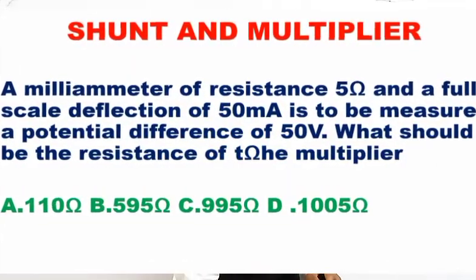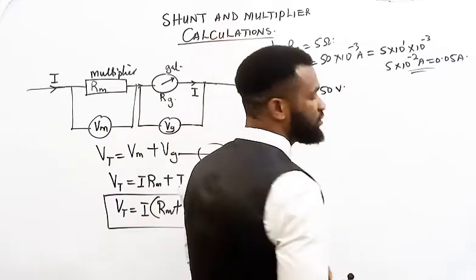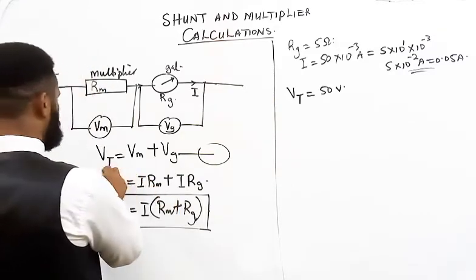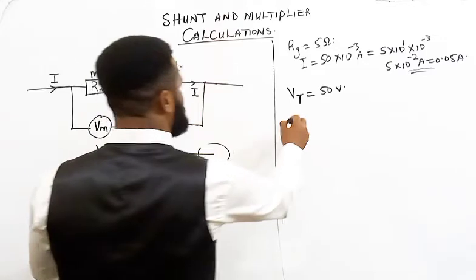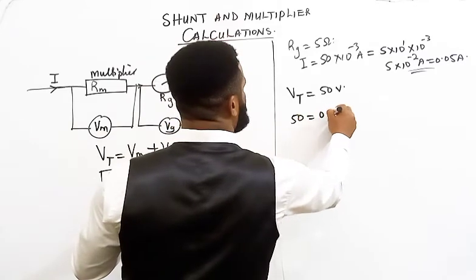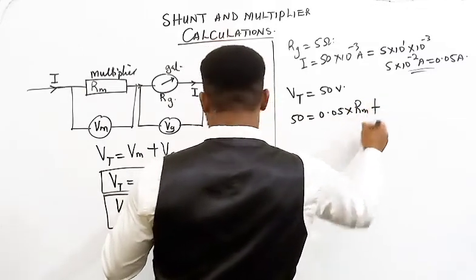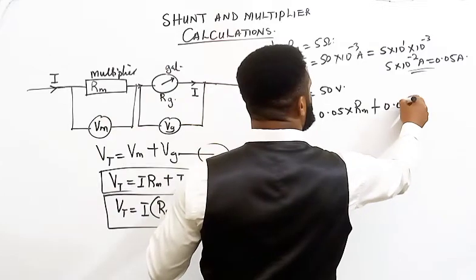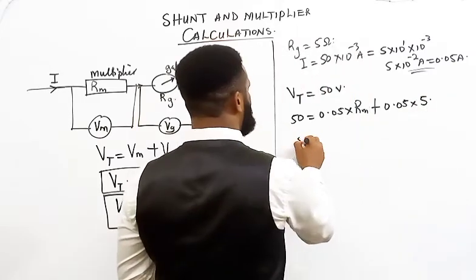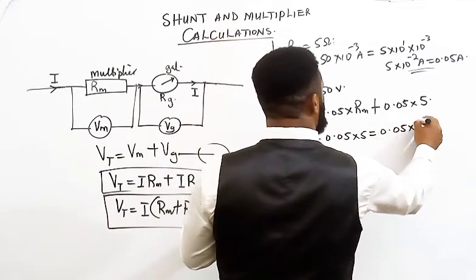Now, what is the next thing? A potential difference of 50 is to be measured, that is the total voltage is 50 volts. What should be the resistance of the multiplier? I'm looking for Rm, so I'm going to use this first formula. Vt is 50, I is the current, which is 0.05, times the resistance of the multiplier, which I am looking for, plus the current, which is constant, 0.05, times the resistance of the galvanometer, which is 5. So I have 50 minus 0.05 times 5 is equal to 0.05 times Rm.